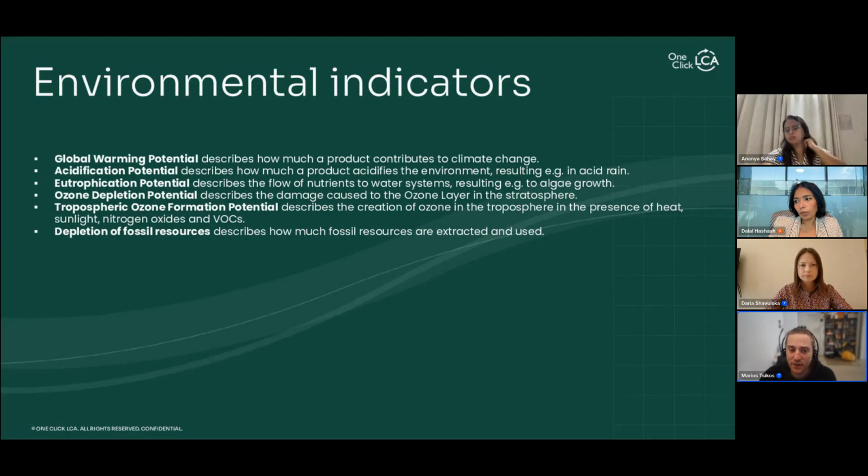Then we've got acidification potential, which is the potential for the soil to be acidified, for example, through acid rain, eutrophication potential that describes the eutrophication of water systems, and so on and so on. We're not going to go through all of those simply because global warming potential is the one that we focus on the most because that's the most pressing challenge, at least for the global community.